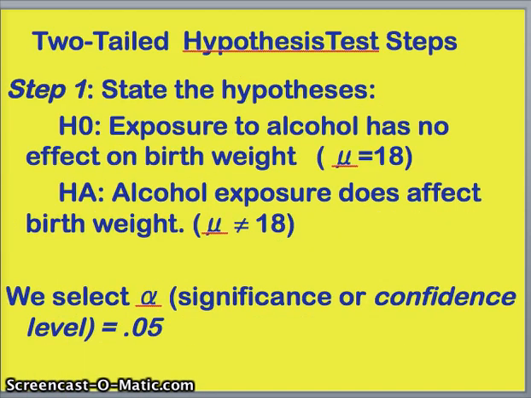So let's go back to our sample problem. The first step in hypothesis testing is to state your hypotheses. Our null hypothesis here is that exposure to alcohol has no effect on birth weight. The alternative hypothesis is that alcohol exposure does affect birth weight. And we're going to use an alpha level of 0.05.